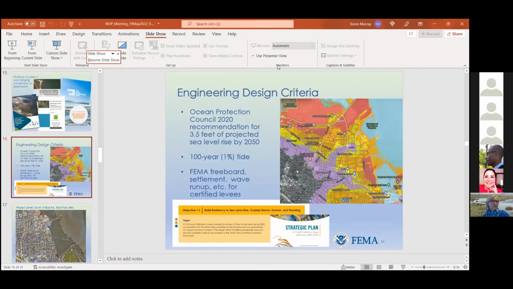So what are the engineering criteria that we're looking at to meet those overall project goals? We are incorporating the Ocean Protection Council's 2020 recommendation for 3.5 feet of sea level rise by 2050 with a 1% or a 100-year tide. In addition, we have engineering considerations so that the flood protection features can be certified by FEMA.